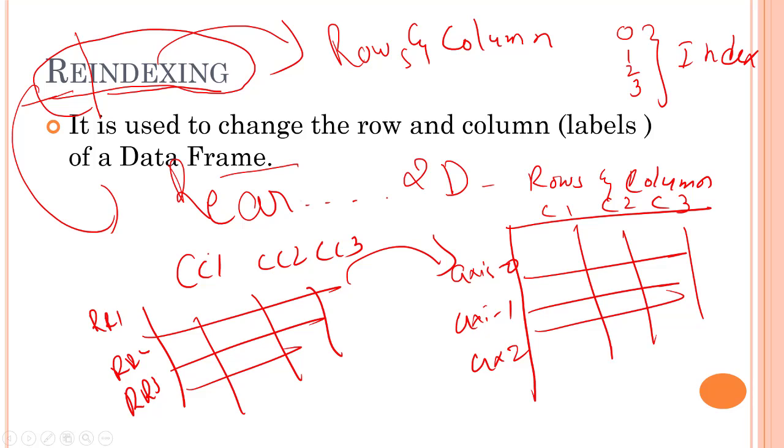This is the reason why we are doing re-indexing, because later when you add CC4, we want to change it, right? So we can do the rearrangement for the column names and the row names in the data frame. Whenever we talk about a data frame, it will be 2D, with rows and columns. So this is what re-indexing is basically used for in pandas. I hope you are clear with re-indexing.